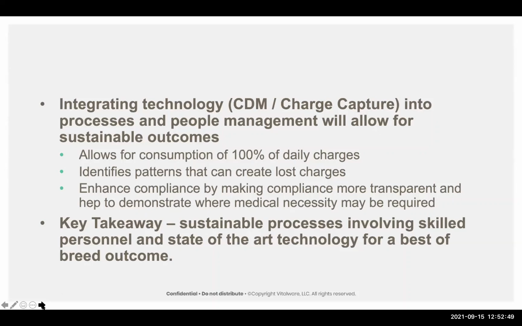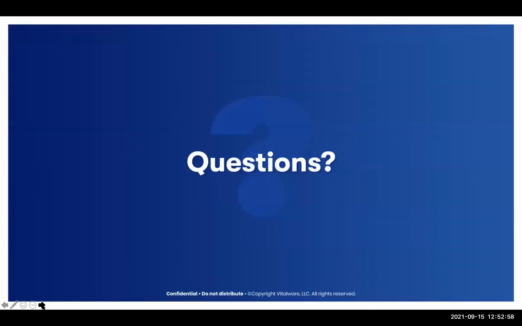Key takeaway, a sustainable process must involve skilled personnel, state-of-the-art technology, and a best-of-breed outcome. And in order to do that, you now need to think out of the box and get whatever you can involved in the revenue cycle.